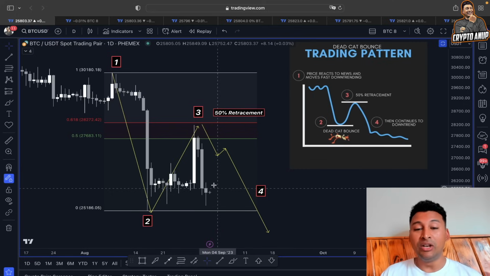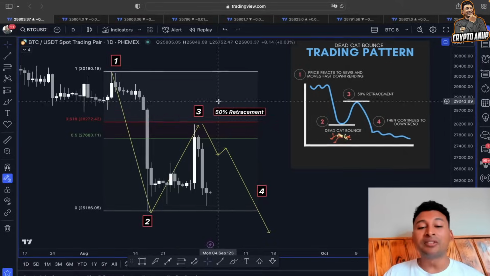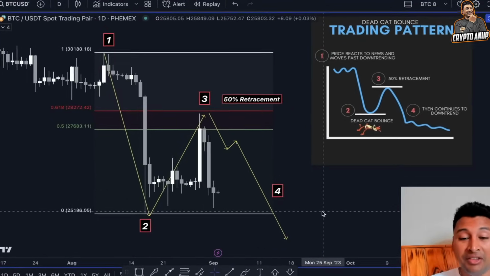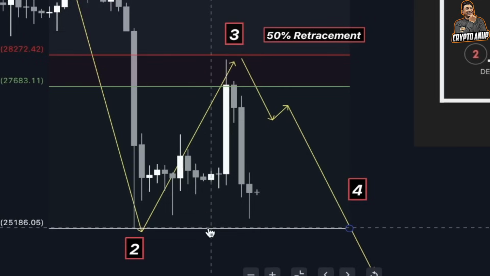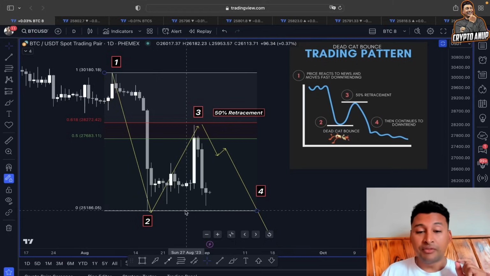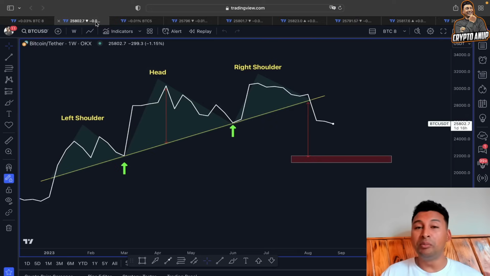And right now, if we look at this trading pattern, I mean the dead cat bounce trading pattern, this does look like a continuation pattern, and this continuation gets confirmed when we break the previous low, which is around the 25,000 range. Yes guys, if the price of Bitcoin in the medium short term loses the support at 25,000, then 21,000 to 20,000 will be on the line.